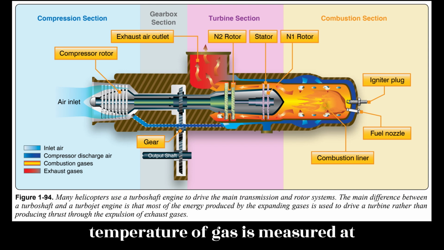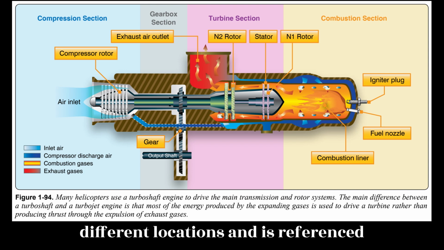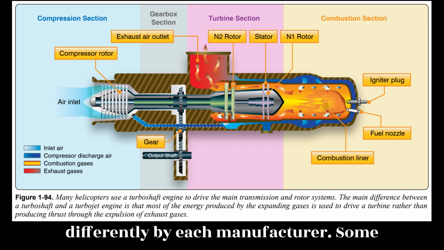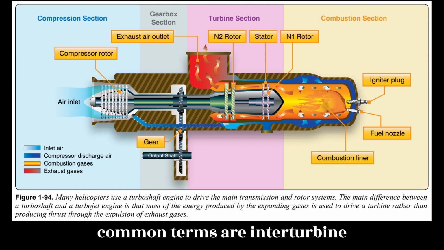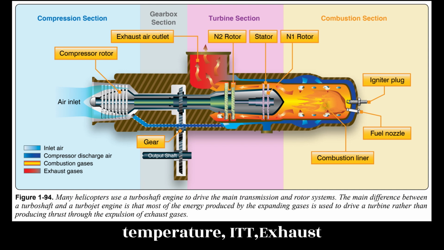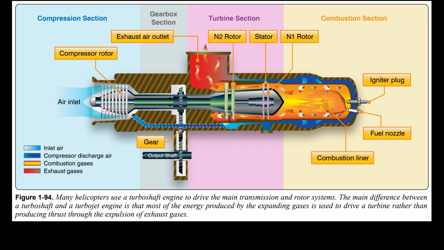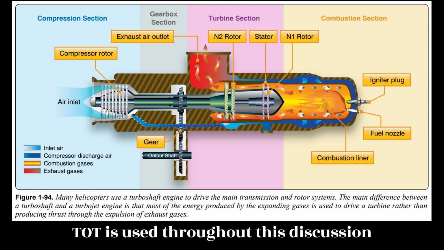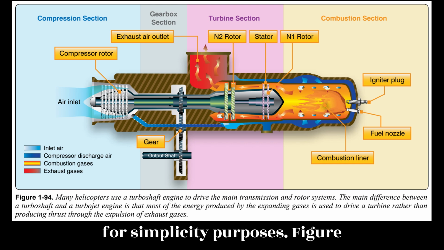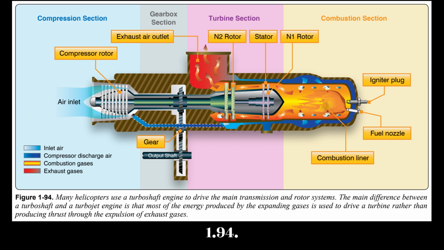The temperature of gas is measured at different locations and is referenced differently by each manufacturer. Some common terms are interturbine temperature, ITT, exhaust gas temperature, EGT, or turbine outlet temperature, TOT. TOT is used throughout this discussion for simplicity purposes. Figure 1/94.